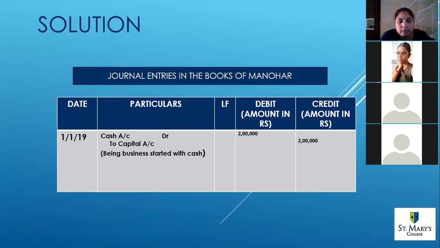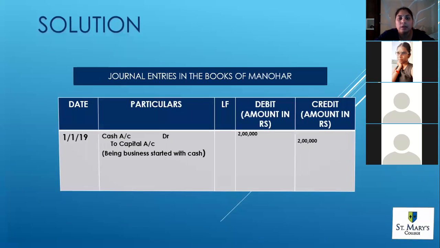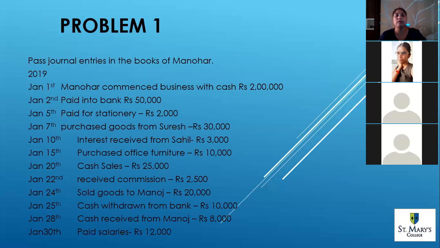Remember, the debit amount should be written in the same line where you have written the account which is to be debited. The credit amount should be written in the same line where you have written the account to be credited. Then open your brackets and write the narration: being interest received, or you can also write being interest received from Sahil, and then close the bracket. We'll go to the next transaction.